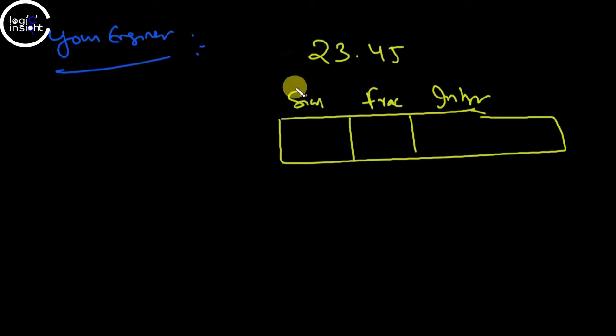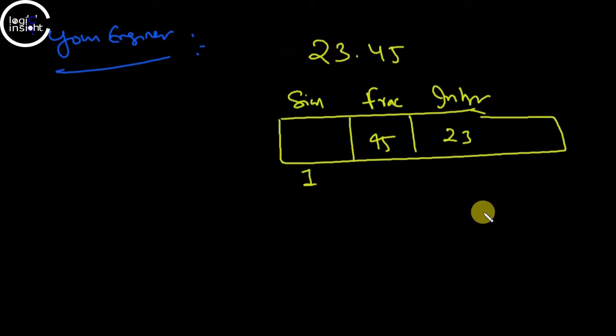Since the sign is only 1 bit, here 1 bit. Here is the fraction part, and here the integer part, 23 and 45. So this is how we store. Now my first question is, how many bits are allocated for the fractional part and for the integer part? This is the first idea behind floating point representation.